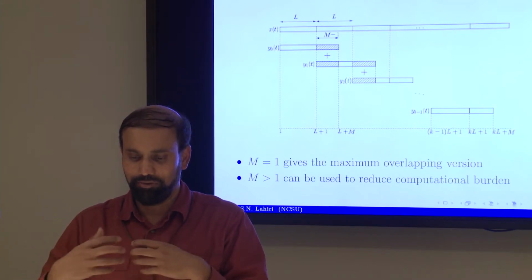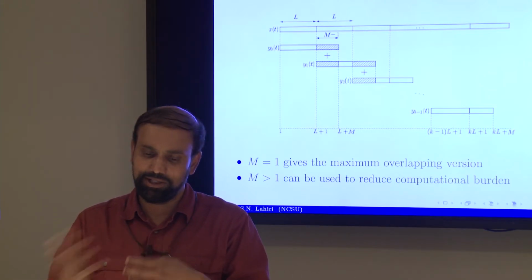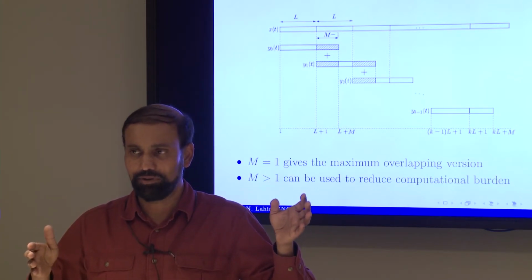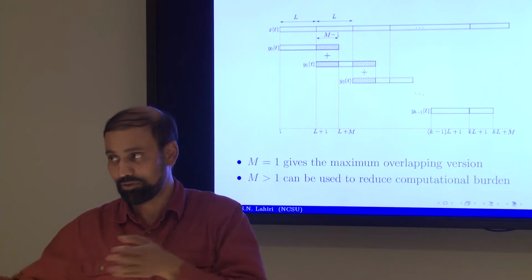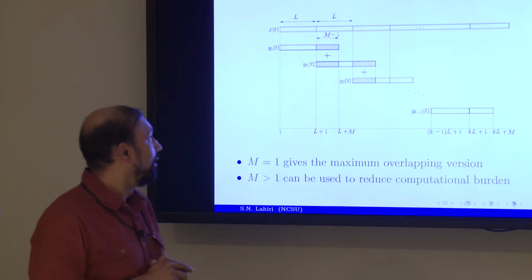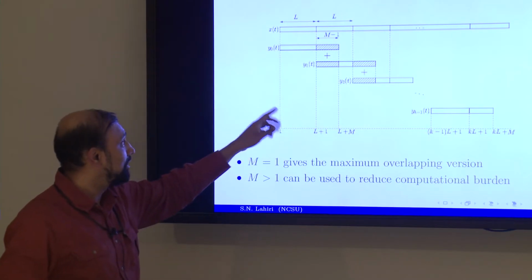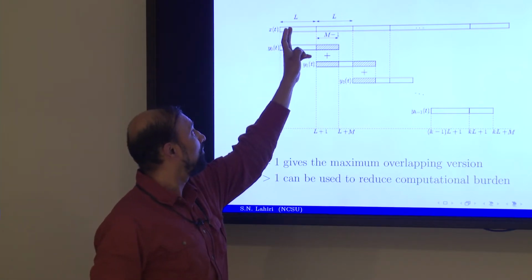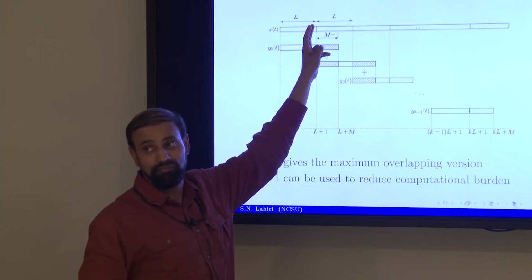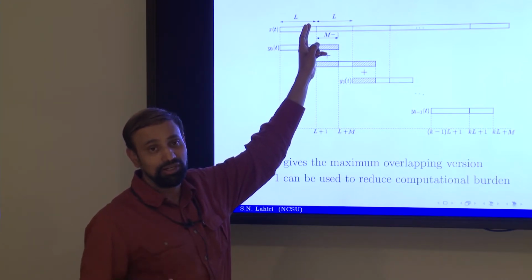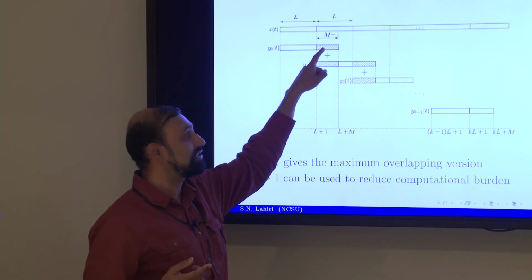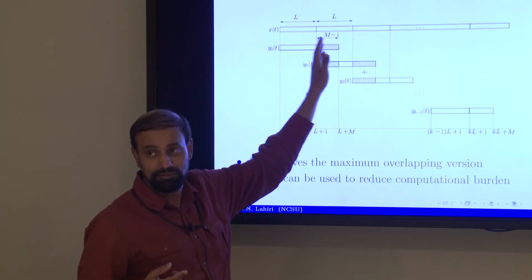That does not allow overlaps of the blocks. The other extreme would be you start from x1 to xL. The next one will start from x2, go up to L plus 1, and so on. That is the maximal overlapping blocks. And this is somewhere in between. Instead of starting from x2, you are now going to start from x of m. M is some number between 1 and L. And so it will allow for some overlap between the first and the next one, and keeps on going.